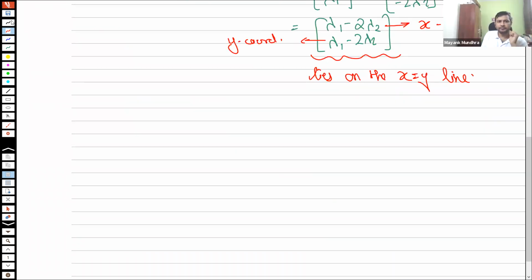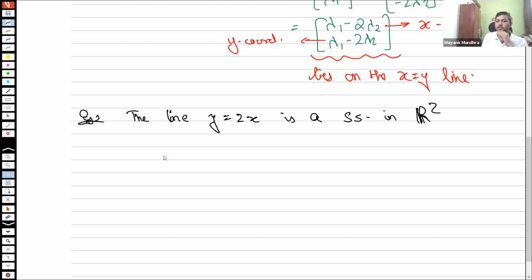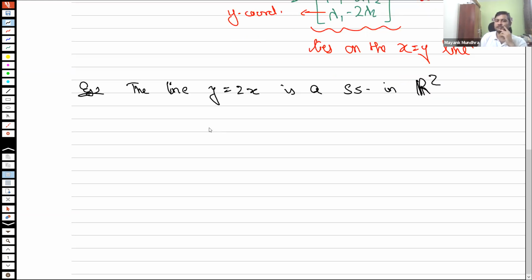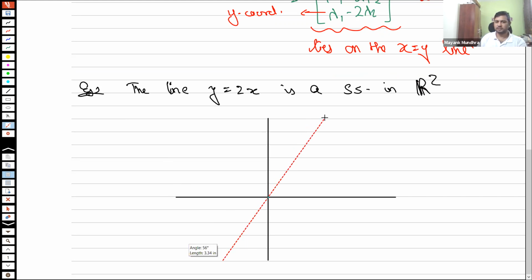My next example would be the line y equals 2x is a subspace in R square. So what is the line y equals 2x? It is a line with a 60-degree slope, right? So it would look like this.